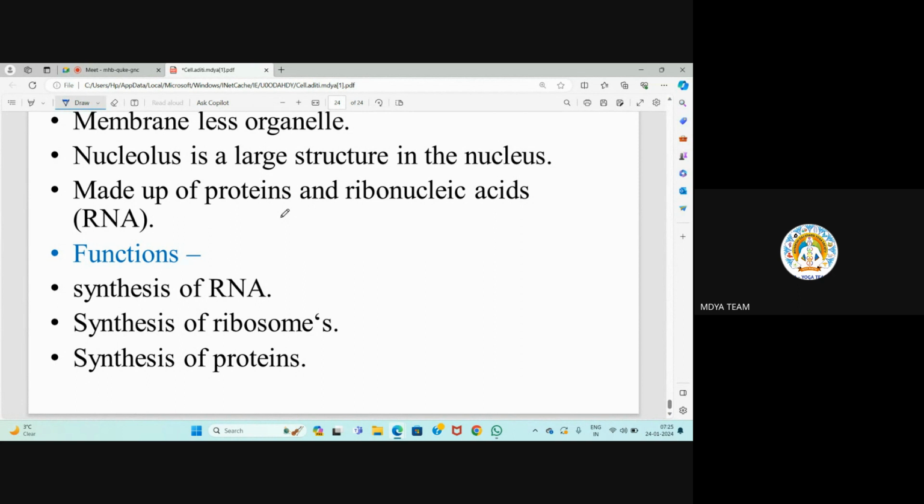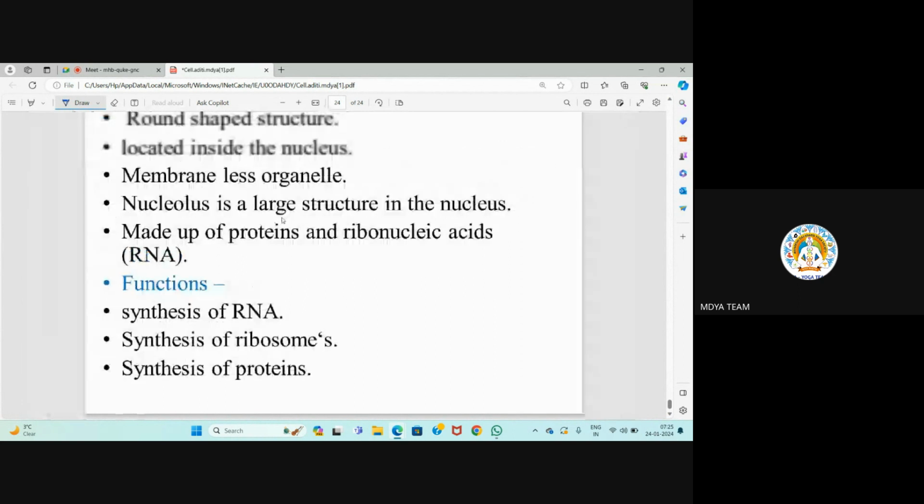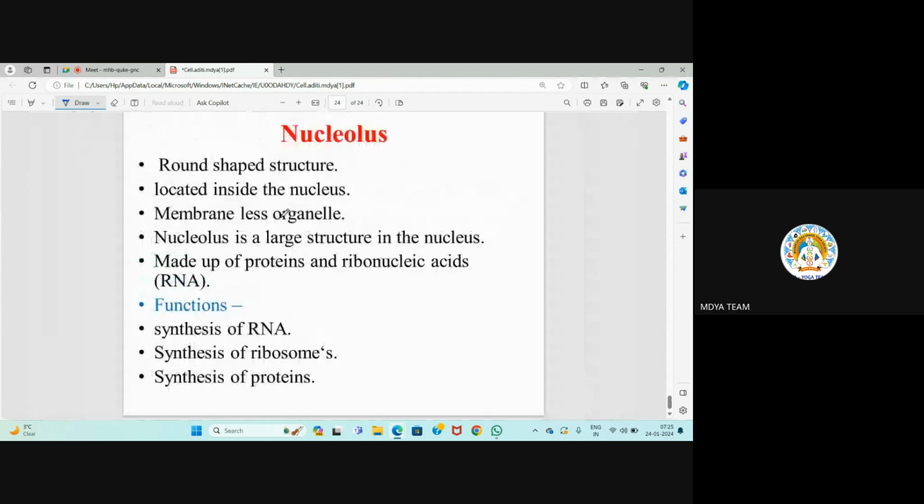Okay. So here we have completed the basic structural and functional properties of the cell and its organelles. Is it clear to all of you? Is there any question, any confusion, any doubt you can ask me?